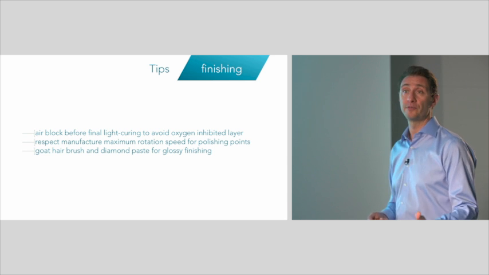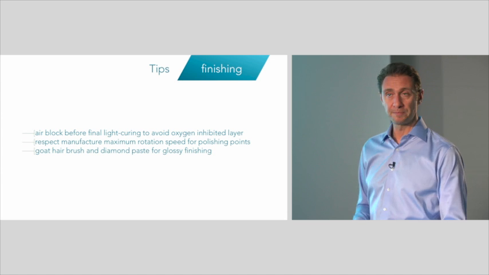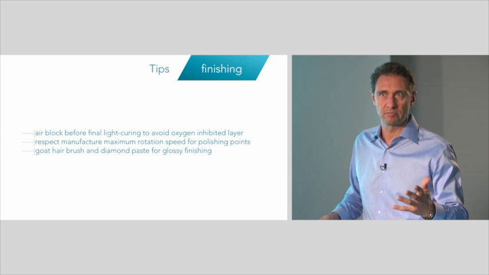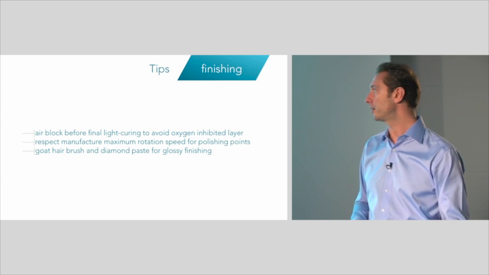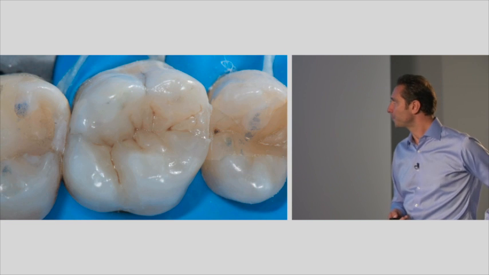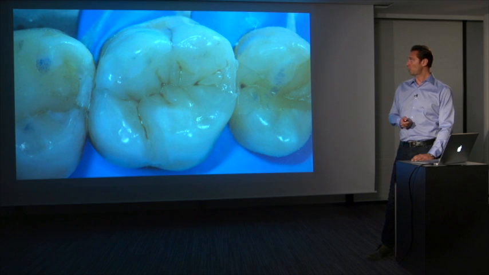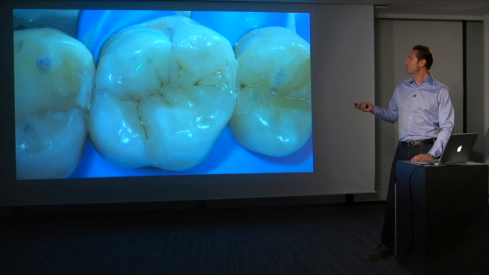And then finally, for final polish and luster, the goat hair brush with diamond paste still is like the standard that gives you the final glossy result of the surface, or surface polishing. So this is after finishing up the occlusal with some G-aenial posterior.